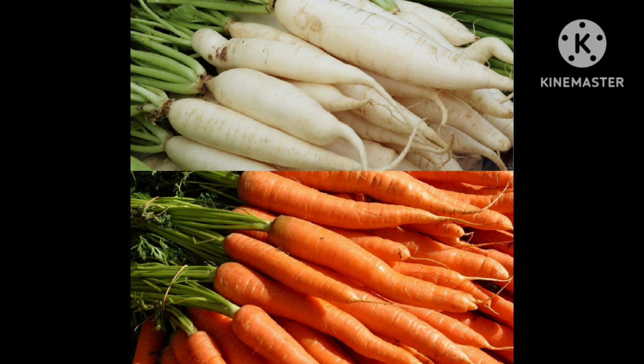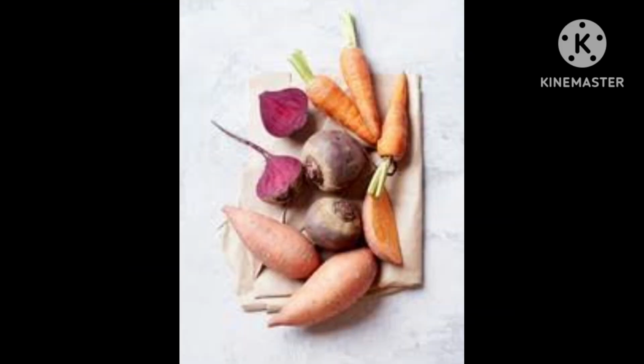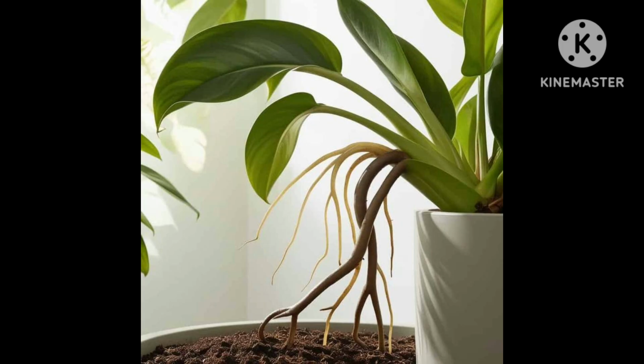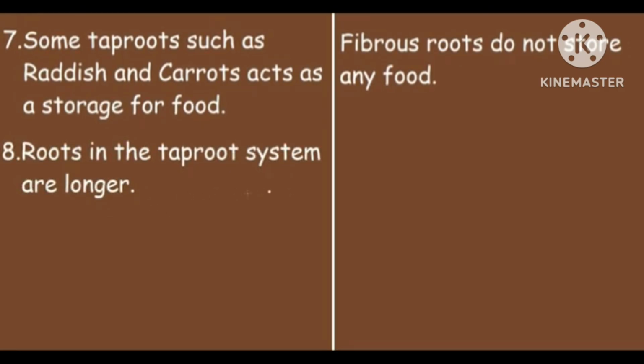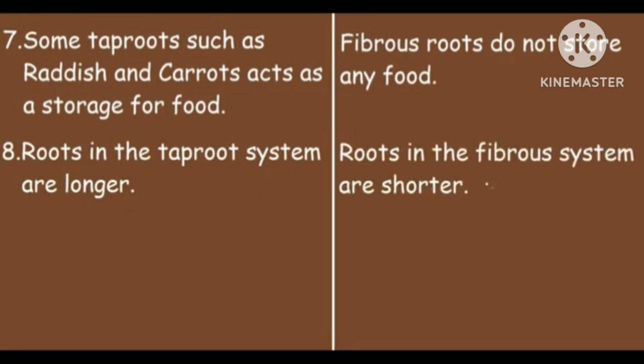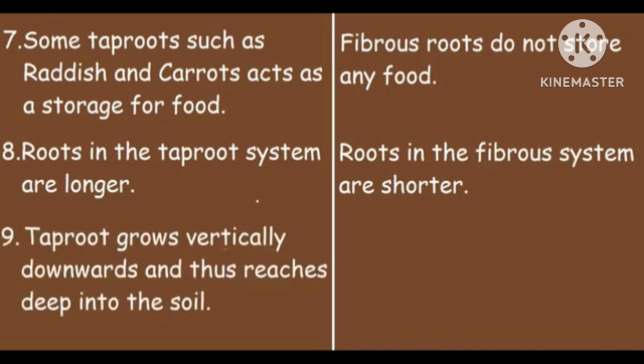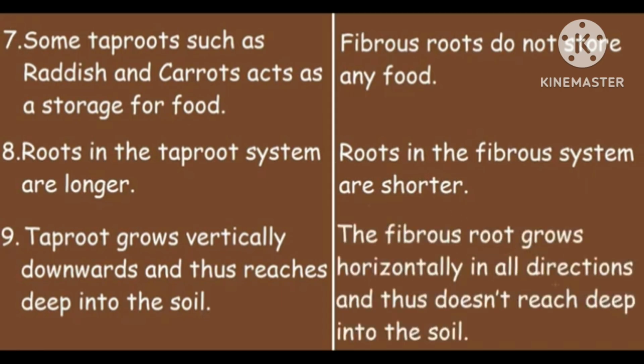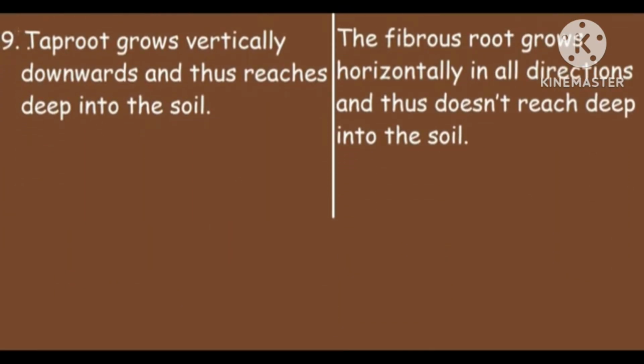We use radish and carrot as food because these are taproots which store food. Even beetroot, sweet potato, yam, all these are considered taproots which store food, whereas fibrous roots will not store any kind of food. Next difference, roots in the taproot system are longer, whereas in the fibrous system they are shorter. Taproot grows vertically downwards and thus reaches deep into the soil. The fibrous roots grow horizontally in all directions and thus don't reach deep into the soil.